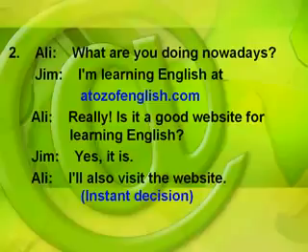So for an instant decision, you know that we use will. Ali did not know about a2zofenglish.com before meeting Jim, and did not know that Jim was learning English. So Ali decides to visit the website, and this decision is an instant decision. He did not decide to visit the website before the time of speaking. So that's why it's an instant decision, and for an instant decision we use will.